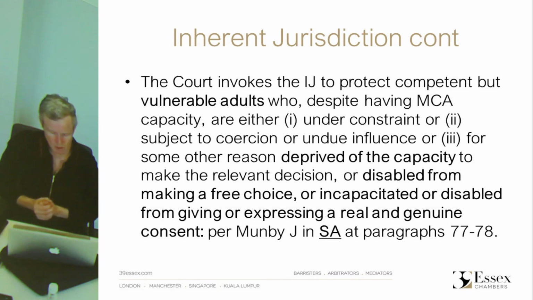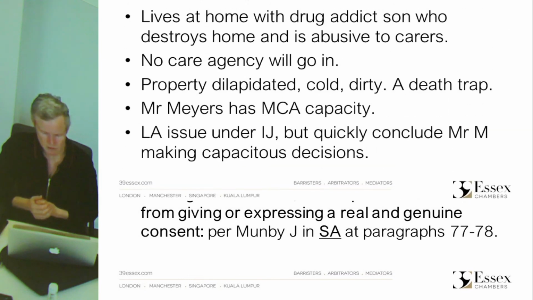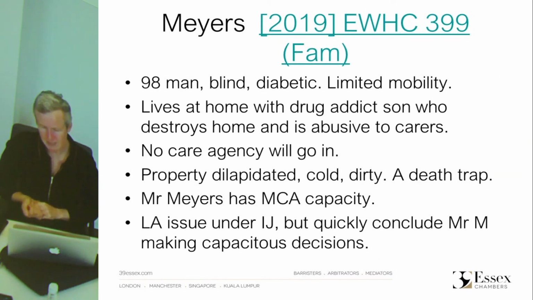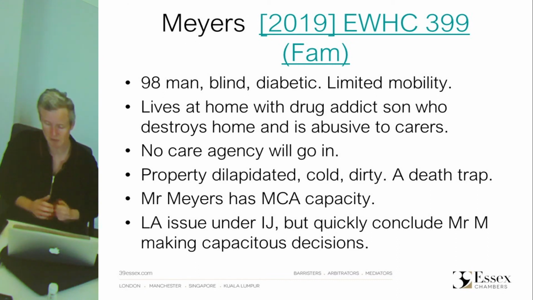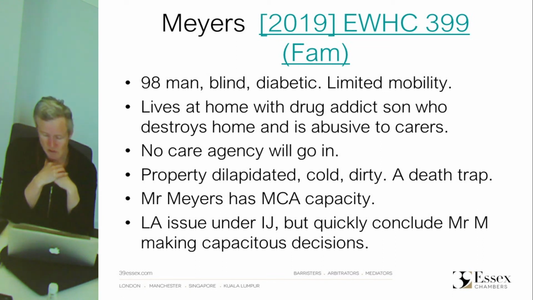So this was the situation in Myers. Mr Myers is a 98-year-old man. He is blind, he is diabetic, and he has limited mobility. He lived at home with his drug-addicted son, who destroyed his home and was abusive to carers. No care agency would go in to deliver care, and the local authority had tried everything, but it just wasn't safe because of the son's conduct. The property was seriously dilapidated and cold and dirty, and the judge described it as a death trap. Mr Myers was in psychological distress at the point that he was found by the local authority and was in a parlous state, according to the judge, which he was.